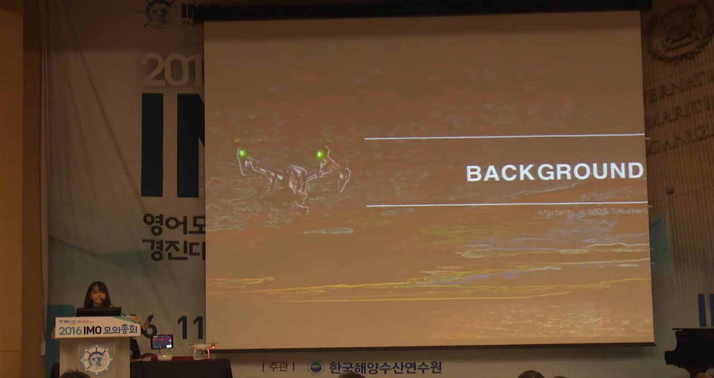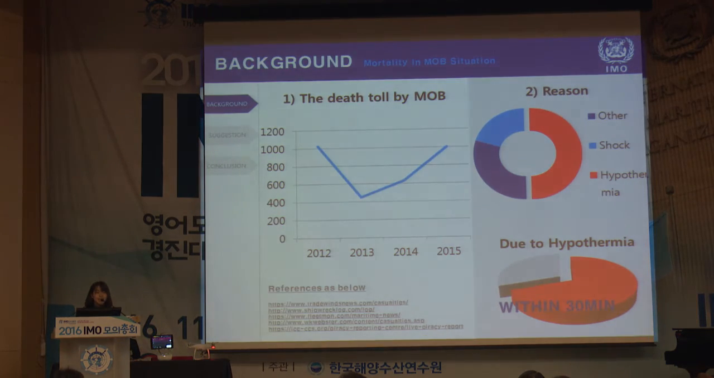Background. According to the DAS tool from 2012 to 2015, which was aggregated from the below mentioned websites, the mortality in passenger ships and in merchant ships has been maintaining a certain level for the past years. Shock or other reasons take a big proportion in the graph. However, the biggest reason people die in the water is hypothermia.